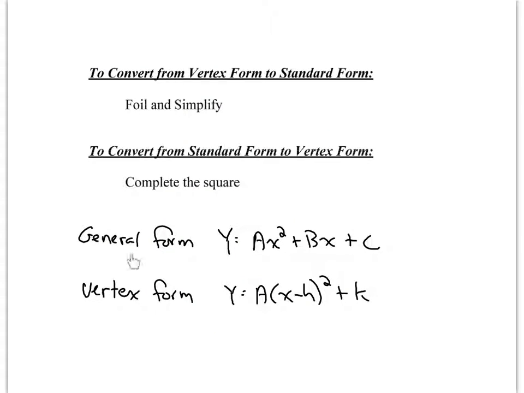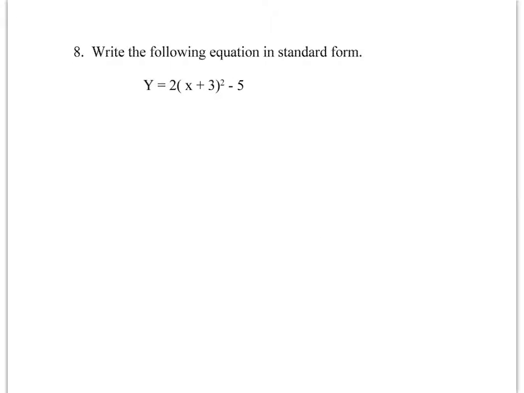Okay, next we are going to convert from vertex form to standard form. To do that, and again, general form is also called standard form, we're just going to FOIL and simplify. Okay, we'll do one in a second. And to convert from standard form to vertex form, we need to complete the square. Okay, write the following equation in standard form.